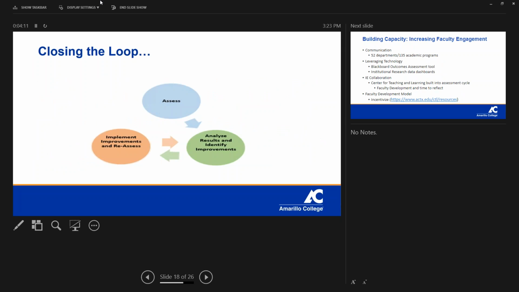And this is part of our improvement strategy in closing the loop. So we get to set up this cycle around assessment, analyzing those results, identifying those improvements, implementing them, and reassessing. So that goes along with the cycle I showed you earlier, which is kind of a 5-year cycle. It takes us about 3 years to get through an assessment and reassessment to close the loop.